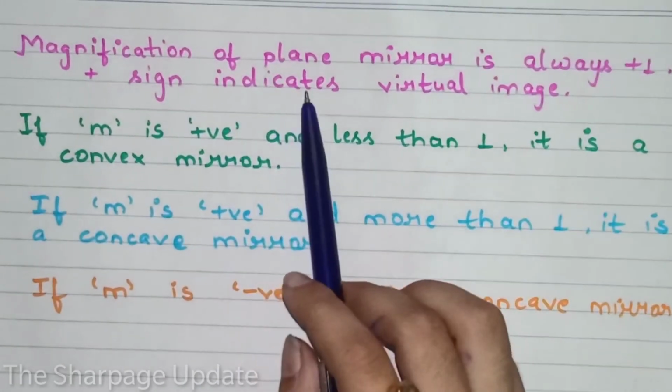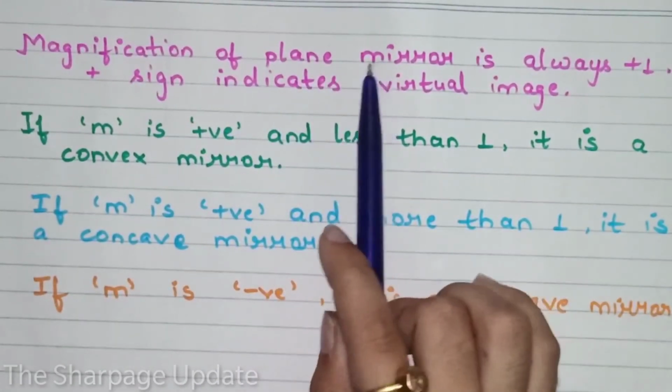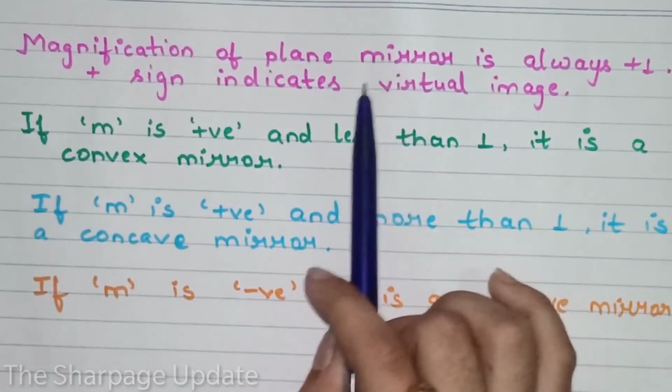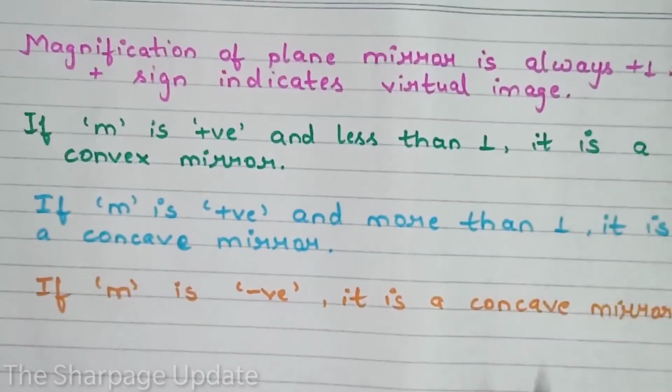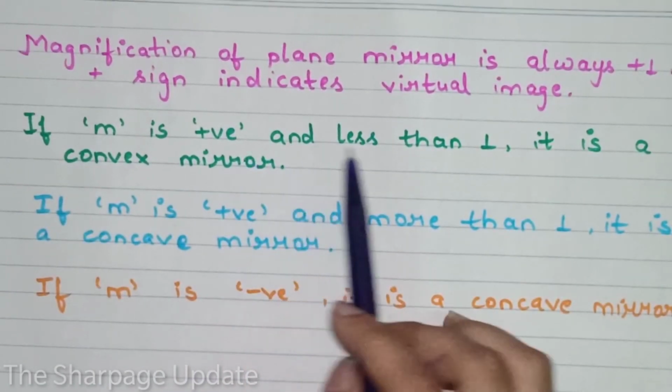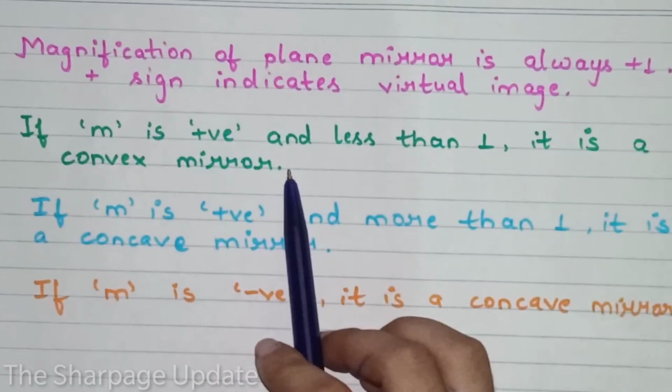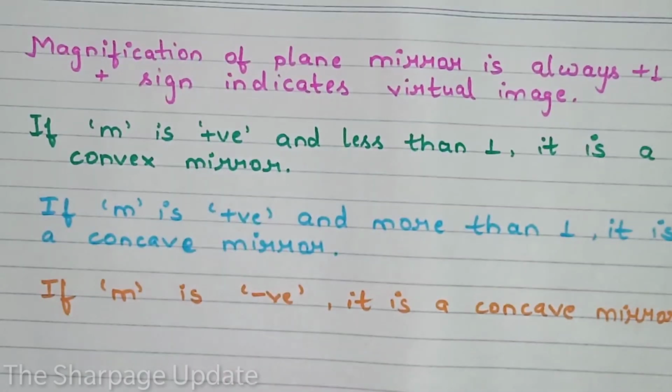So, the magnification of a plane mirror is always +1. The plus sign indicates a virtual image. If m is positive and less than 1, it is a convex mirror. If m is positive and more than 1, it is a concave mirror. Right? If m is negative, then it is a concave mirror.